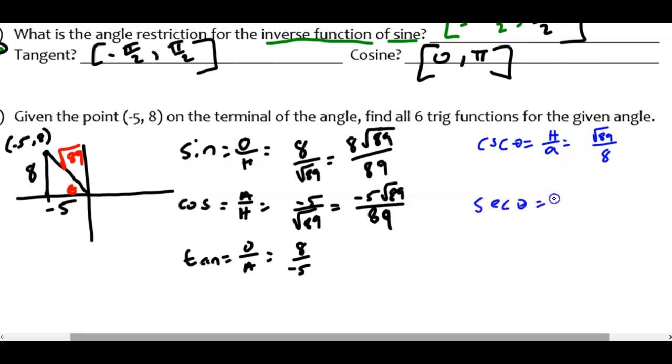Secant is hypotenuse over adjacent. Which again, we can flip the original to have square root of 89 over -5. And cotangent is adjacent over opposite, which we can flip that. -5 over 8.